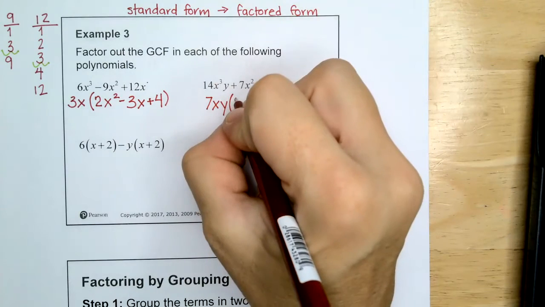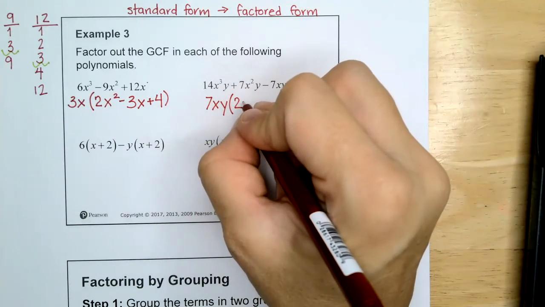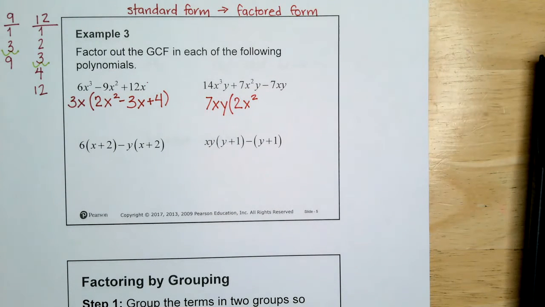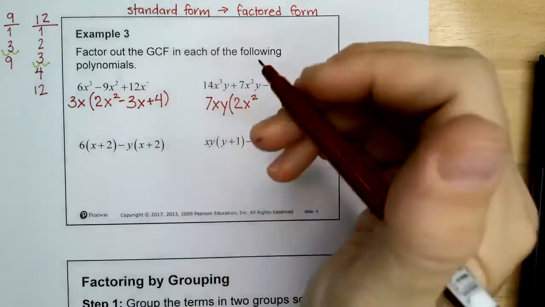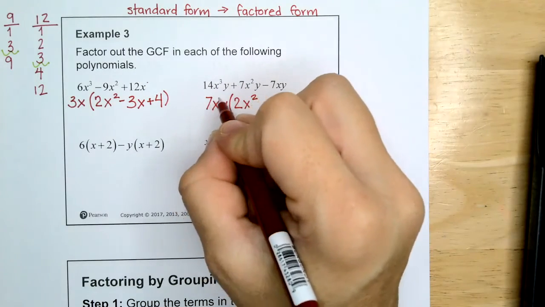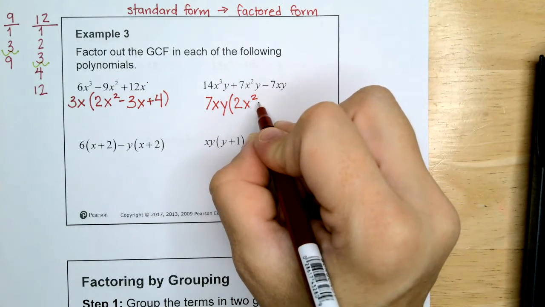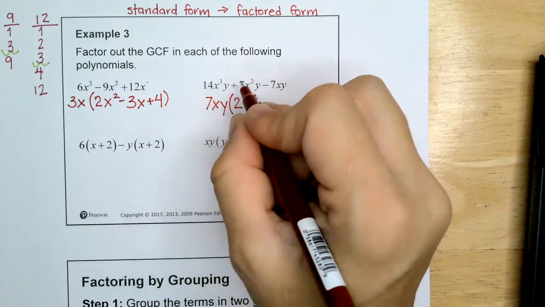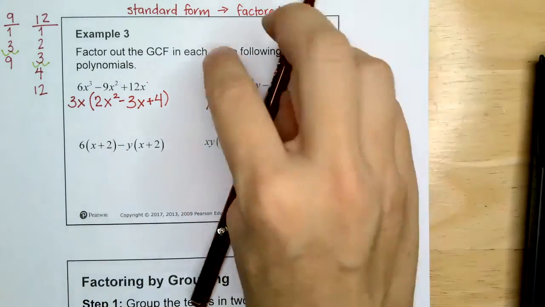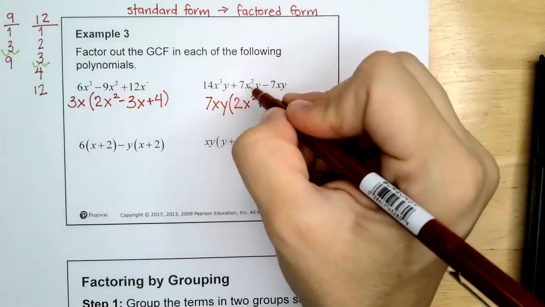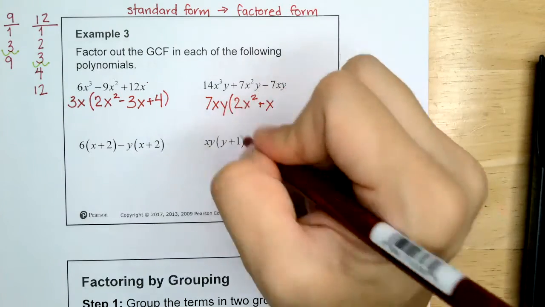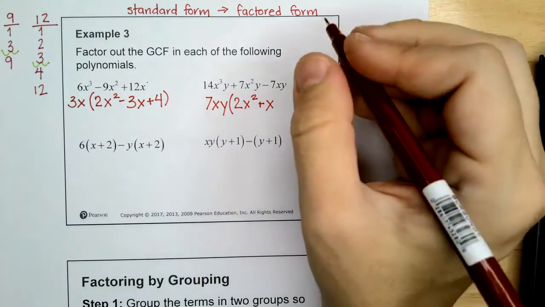14 divided by 7 is 2. X to the third divided by x is x squared. Y divided by y is 1. I don't need to write the 1 because 2 times 1 is 2, right? 7 divided by 7 is 1. So it's a positive. Just like the y, I don't need to write it. I can if I want, but I don't need to. X squared divided by x is x. Y divided by y is 1 again. I don't need to write it.